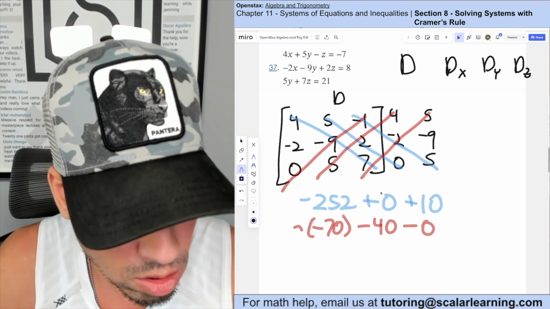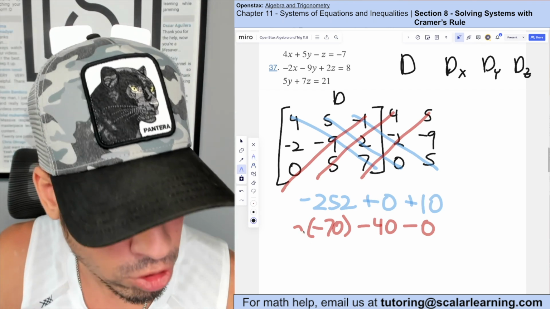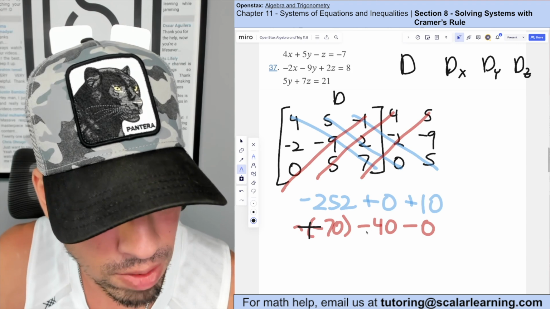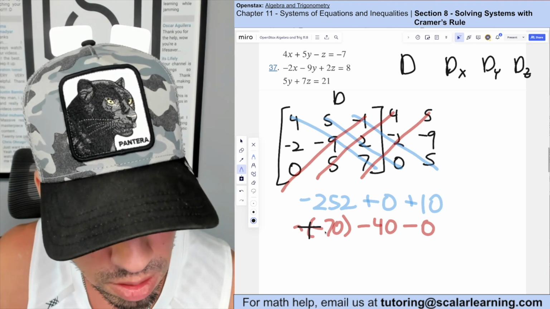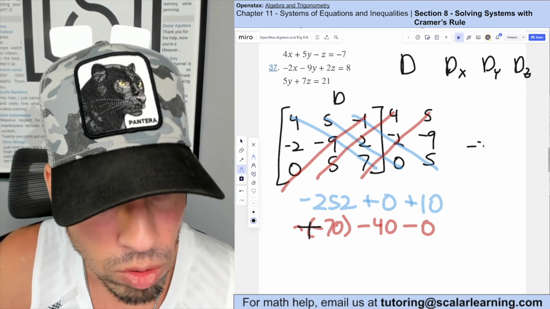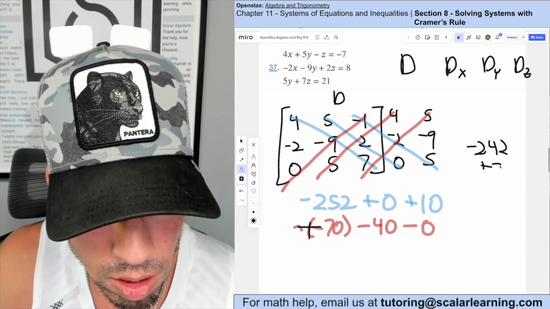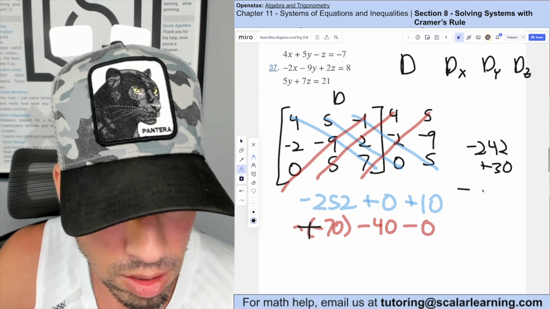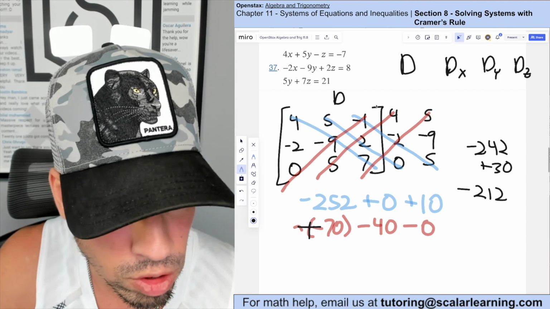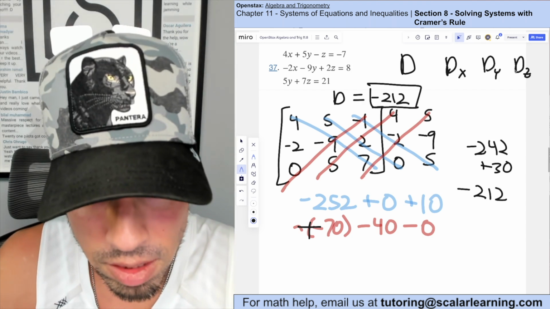Okay, now let's combine it all together. We got negative 242 and then plus 70 minus 40. That's 70 minus 40 is 30. So negative 242 plus 30 is negative 212. So that's my d. Now we got to get dx, dy, dz.